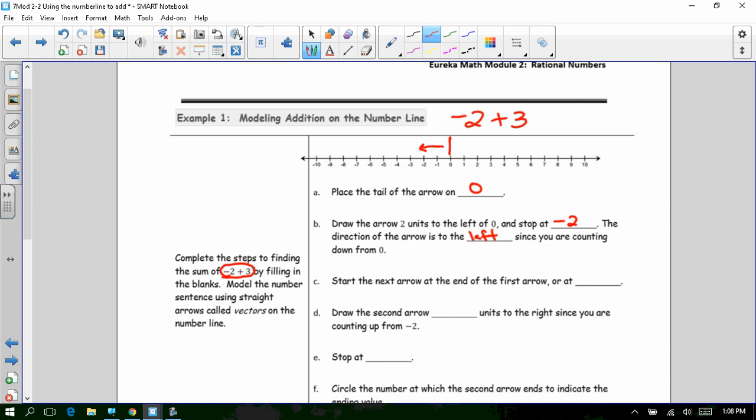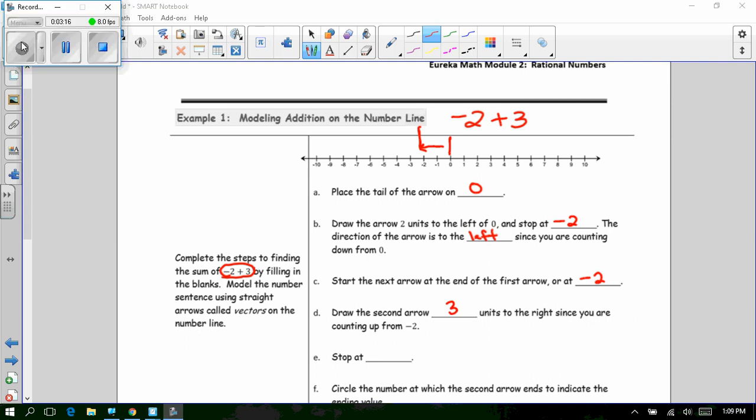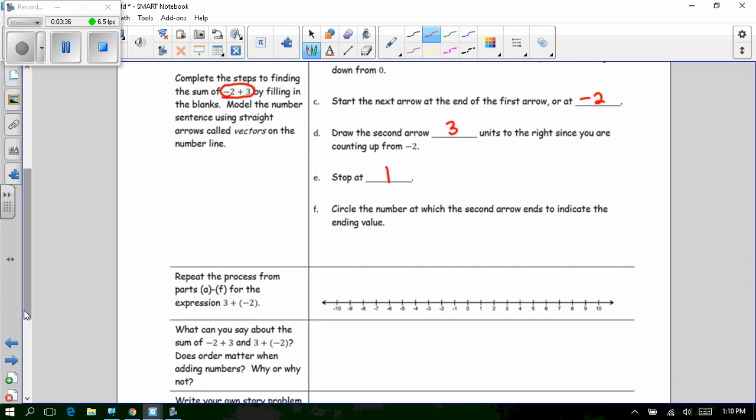Start the next arrow at the end of the first arrow, or at -2. So we're going to start here. Draw the second arrow. How far are we going to go? 3 units. We're going to draw that second arrow 3 units to the right since you are counting up from -2. So we're going to go 3 units. 1, 2, 3. Stop at 1. Circle the number where the arrow ends. In this case, it ended at 1.